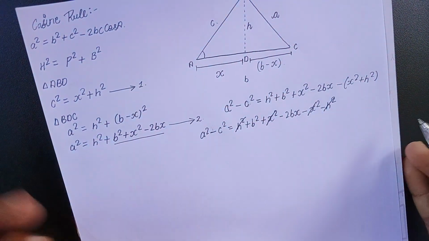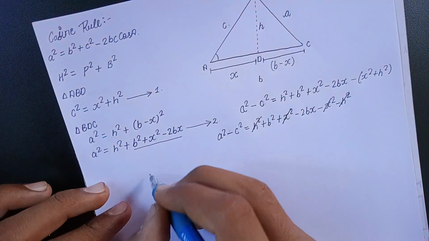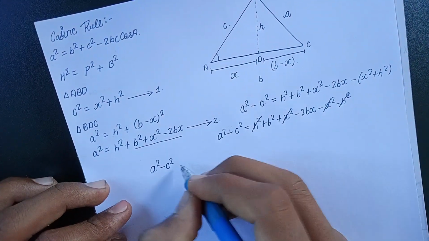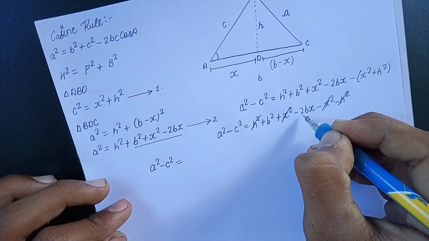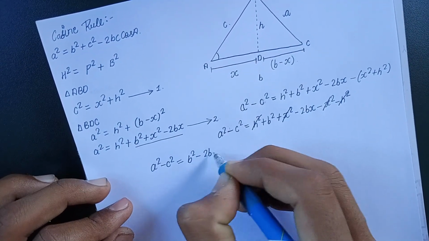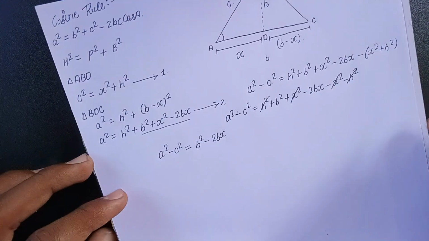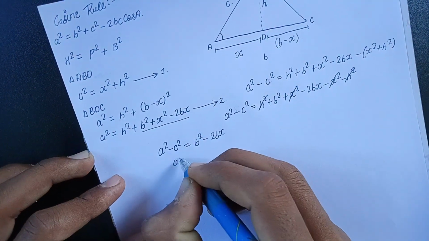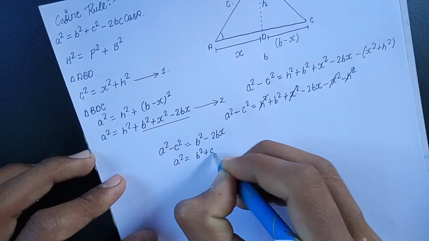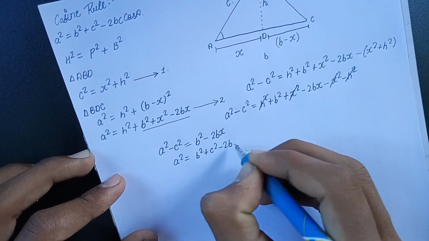Now we simply have a square minus c square is equal to b square minus 2bx. If we rearrange this, we can write it as a square is equal to b square plus c square minus 2bx.